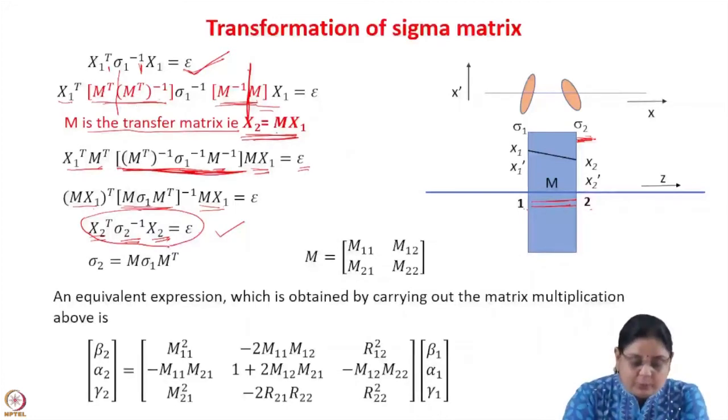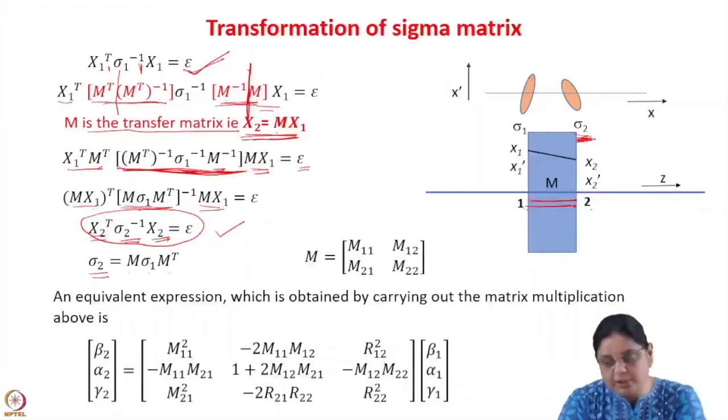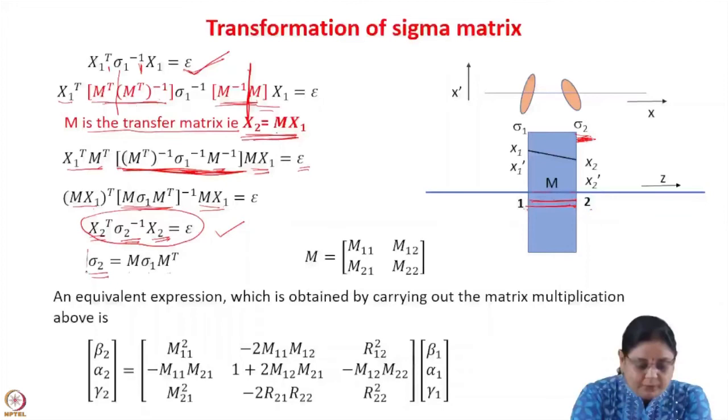Comparing the two equations, we can see that sigma 2, which is the sigma matrix at location 2, is equal to M sigma 1 M transpose. Now let's say M has elements M11, M12, M21, M22. This will depend upon the elements from 1 to 2. If it's just a quadrupole, then this will be the transfer matrix for the quadrupole. If it's a quadrupole followed by drift space, another quadrupole, then it will be the total transfer matrix for that element. So we get this expression.